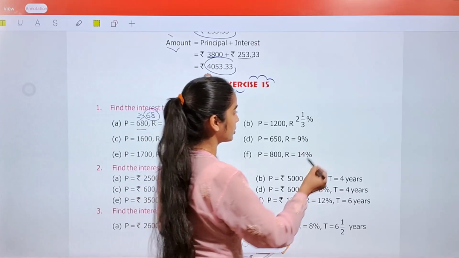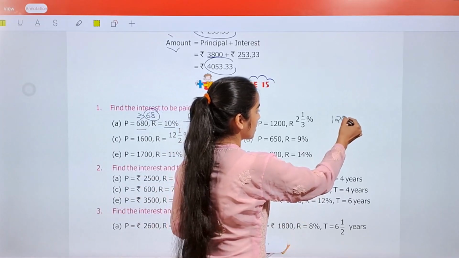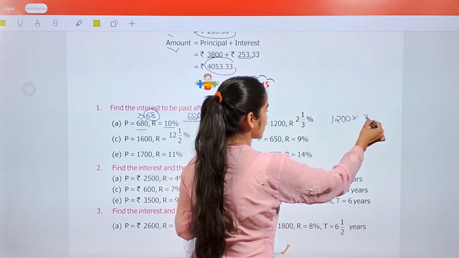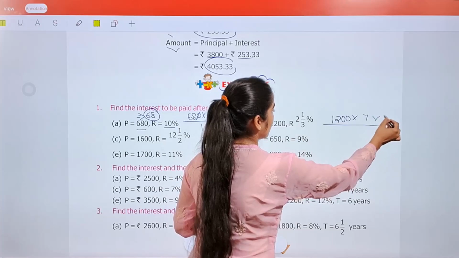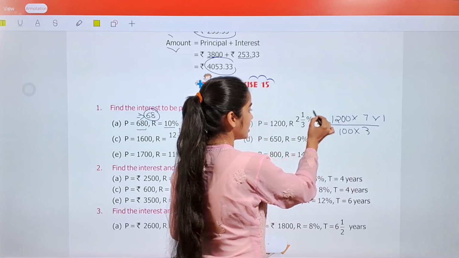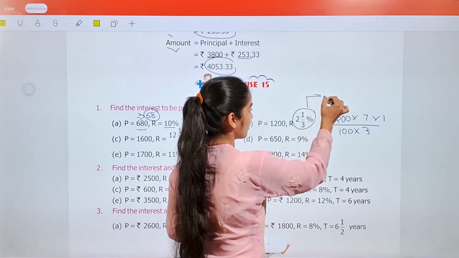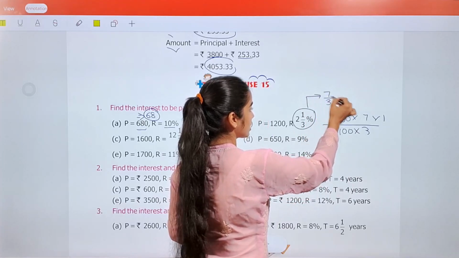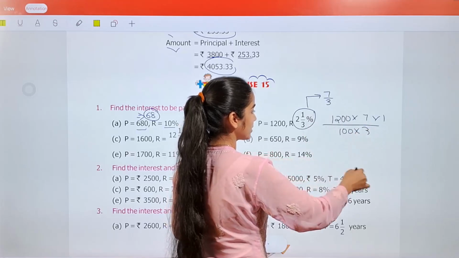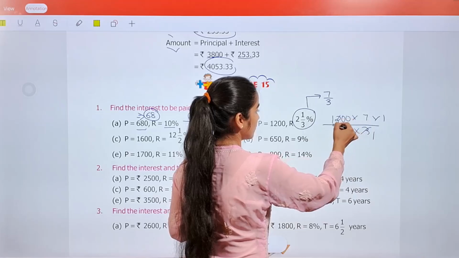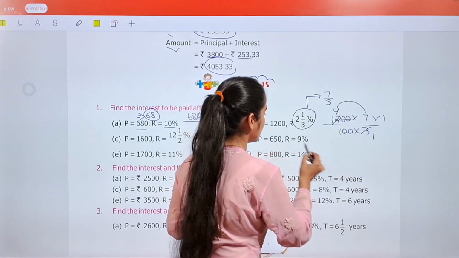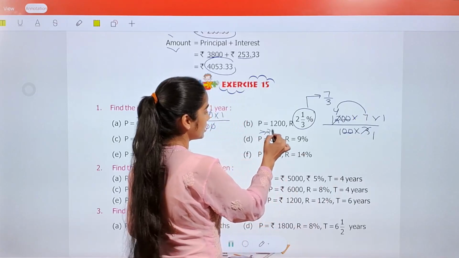आपको डिफिकल्ट लग रहा होगा देखने में. सो 1200 आपका प्रिंसिपल है. रेट ऑफ इंटरेस्ट 2 3 6, 6 + 1 7, तो 7. टाइम हमारा 1 है, 100 मल्टीप्लाई बाय 3। ये जो 3 आया है, जब मैंने इसे सिंप्लीफाई करा तो मेरा इम्प्रॉपर फ्रैक्शन में 7/3 आया। तो 7 will be multiplied on your numerator side and 3 will be multiplied on your denominator side. So 3 1s are 3, 3 4s are 12, 2 zeros are cancelled out, 4 7s are 28. So your principal will be 28 rupees.